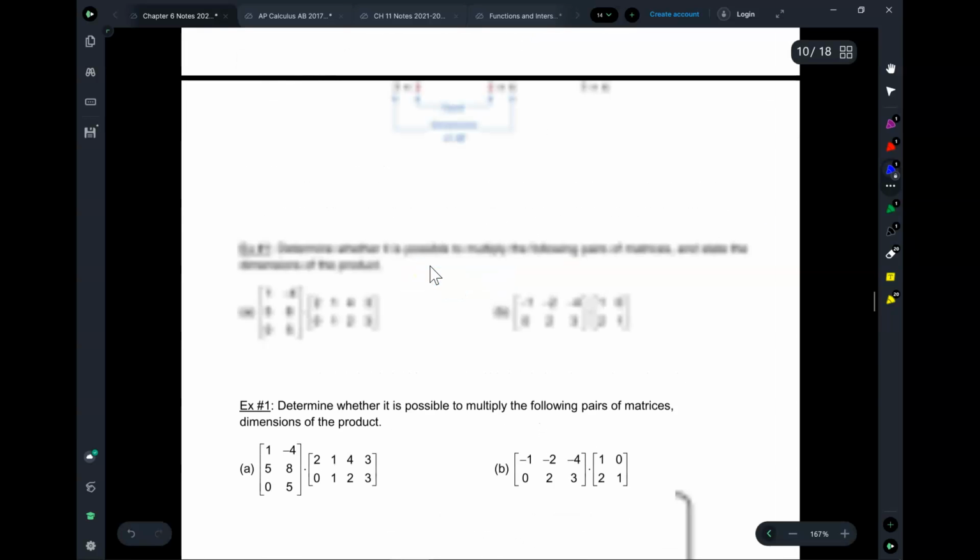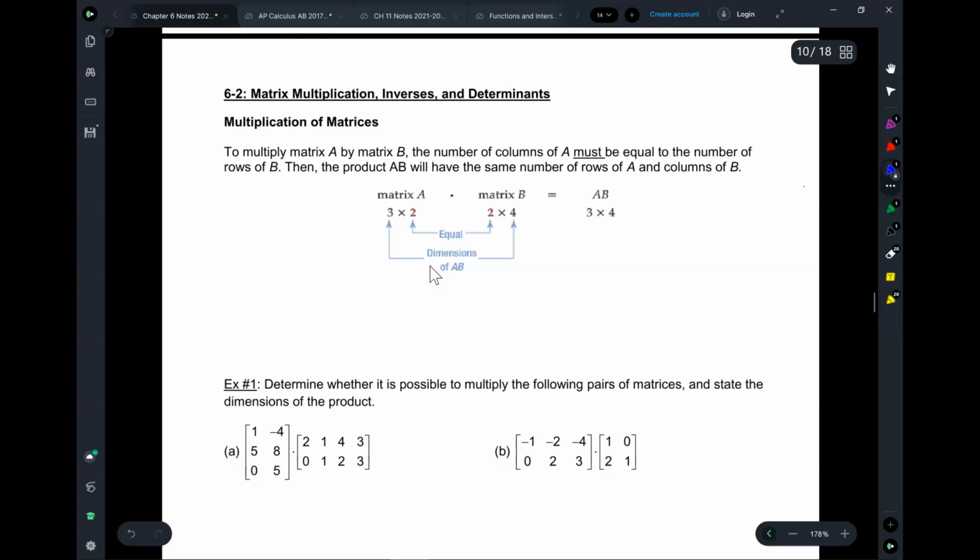Okay, so here we go. To multiply matrices, first you have to check the dimensions. Remember how to add and subtract matrices, you have to check the dimensions? Well, it's the same thing for this one. Suppose you have to multiply matrix A by matrix B.